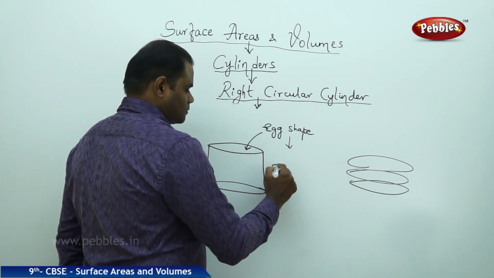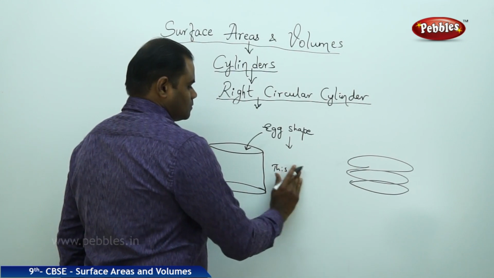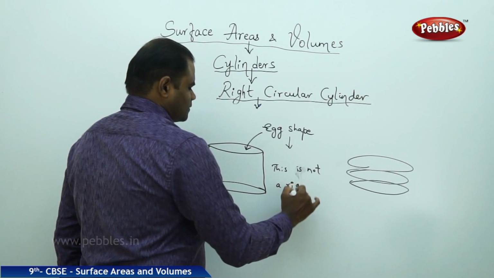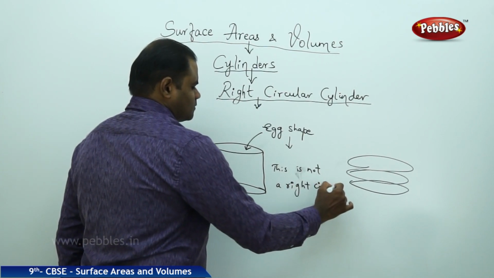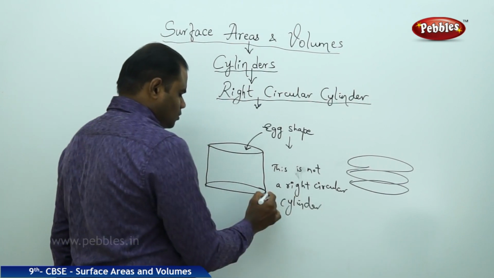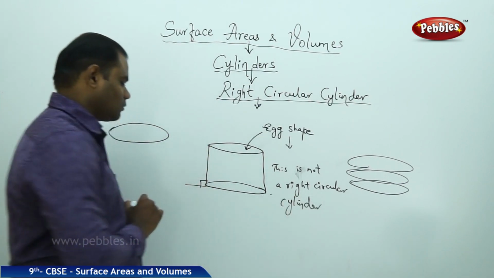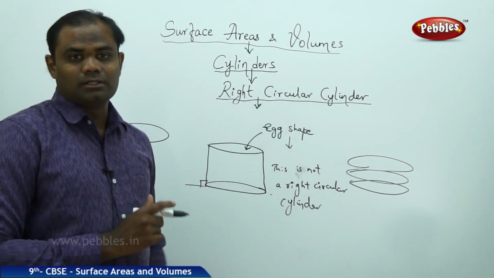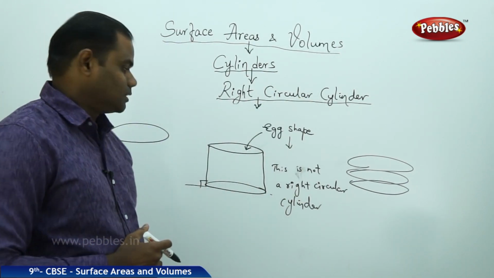this is not a right circular cylinder. Though it is 90 degrees from the ground, it cannot be a right circular cylinder because it has to be circles which are constructed to form a cylinder.